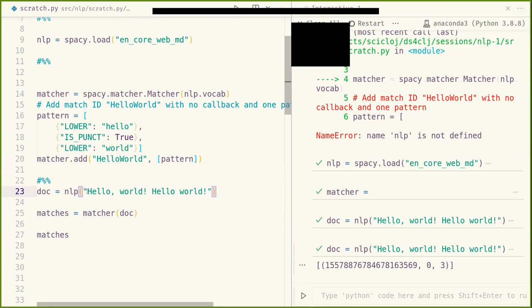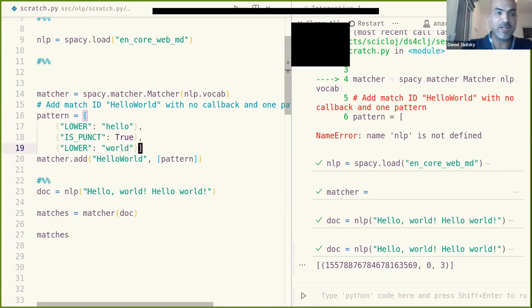It's the punctuation in the middle. Yeah, thank you. So our pattern says we should have hello, some punctuation, and world. So it wouldn't capture the second one, right? So we could keep playing and make this middle one optional and such. All of this is supported.